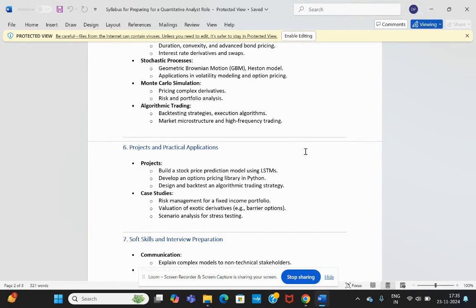Case studies: we will take some case studies of risk management for a fixed income portfolio, valuation of exotic derivatives, barrier options, Asian options. These valuations we will take. And we will also do scenario analysis for stress testing.